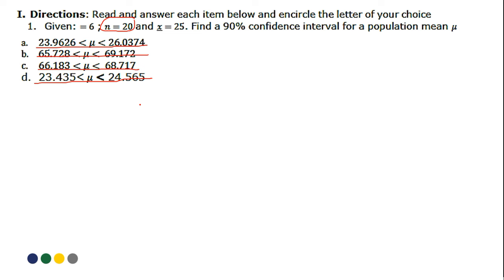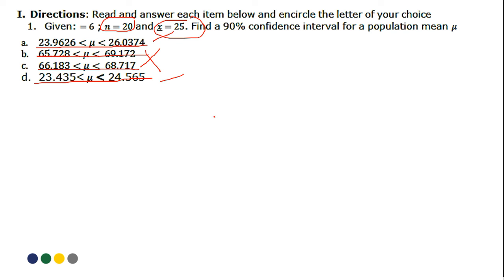Please compute po. Eliminated na dyan si B at C, ha? Eliminated tong B at C. So, ang sagot dapat dyan, it's either A or B because our X bar or the mean is 25. So, naglalaro lang siya sa 20-something, no? Kasi yung formula, yes? Yes, recorded naman lahat palagi yung ginagawa natin.